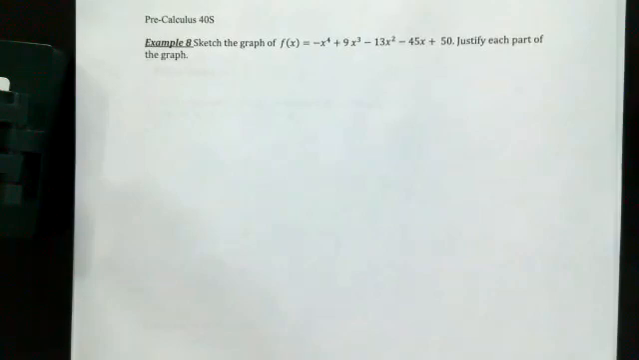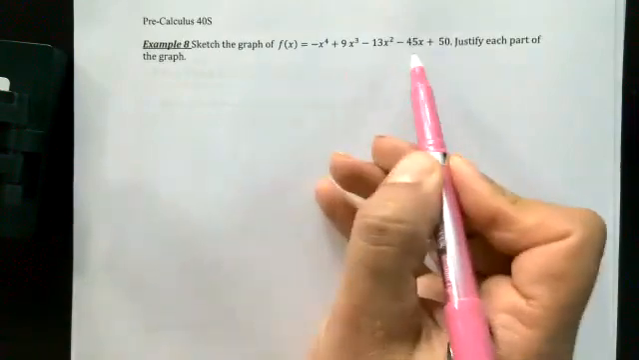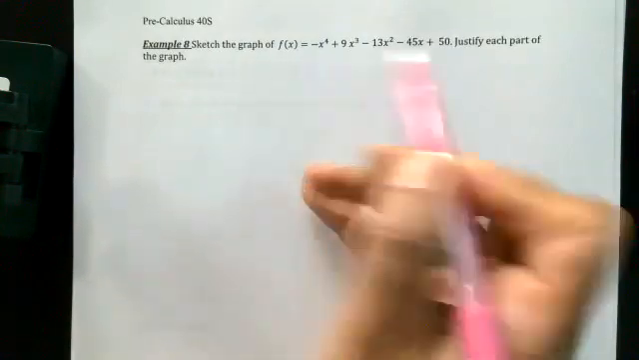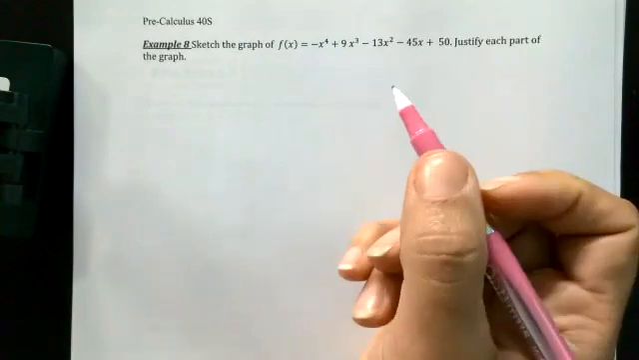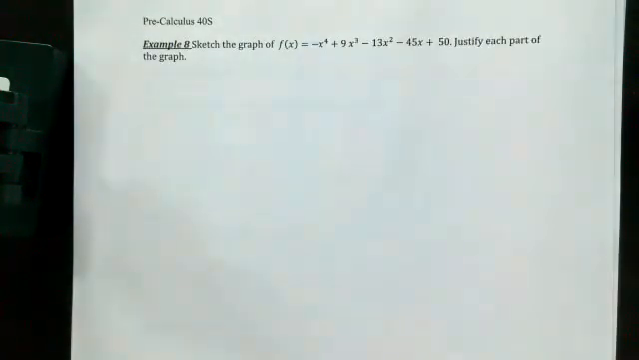Now, example 8 is sketching the graph of f of x, a polynomial function of degree 4, but this time it's not in factored form. So in step 2, you have to use all the skills we learned in lesson 2 to get the factored form. Without the factored form, you can't find the x-intercepts, so you can't go further. You need to know those skills. Sketch f of x and justify each part of the graph, meaning we justify for each step why we think that's the answer.